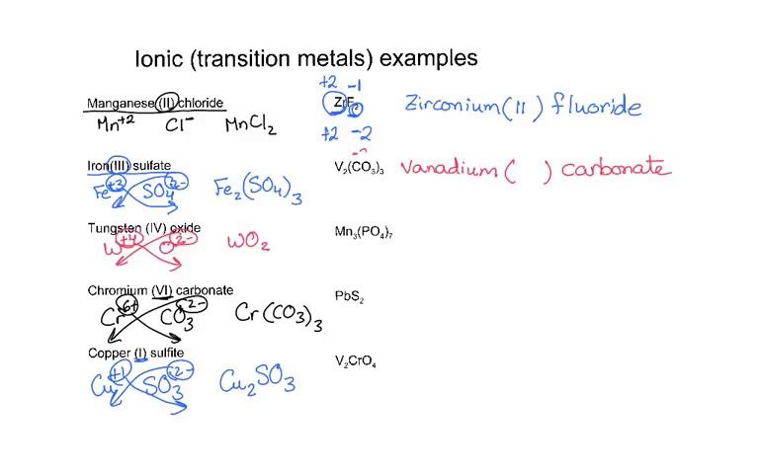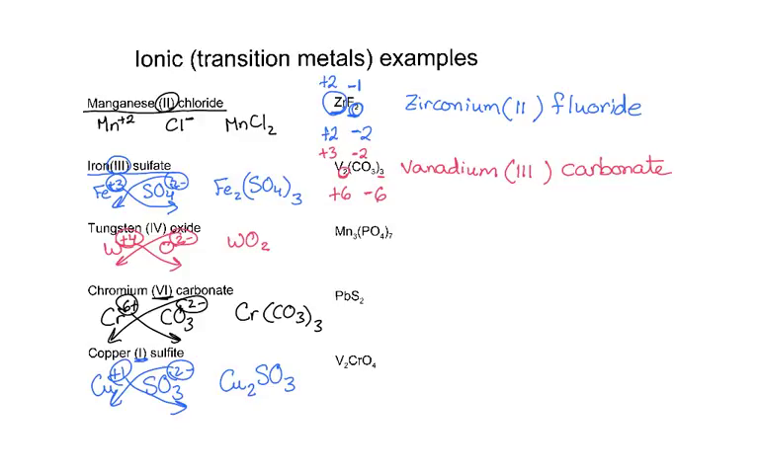Carbonate has a -2 charge. There's 3 carbonates, so the total negative charge is -6. In order for the compound to be neutral, the total positive charge has to be +6. There are 2 vanadiums that are +6 total, so each vanadium needs to be +3. So this is vanadium 3 carbonate.